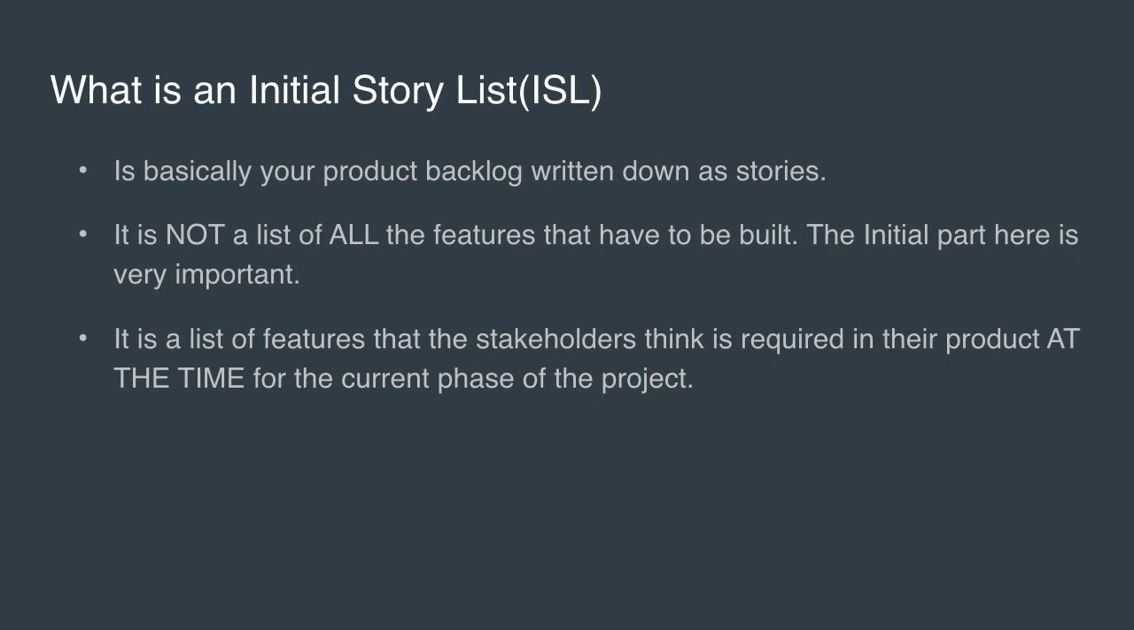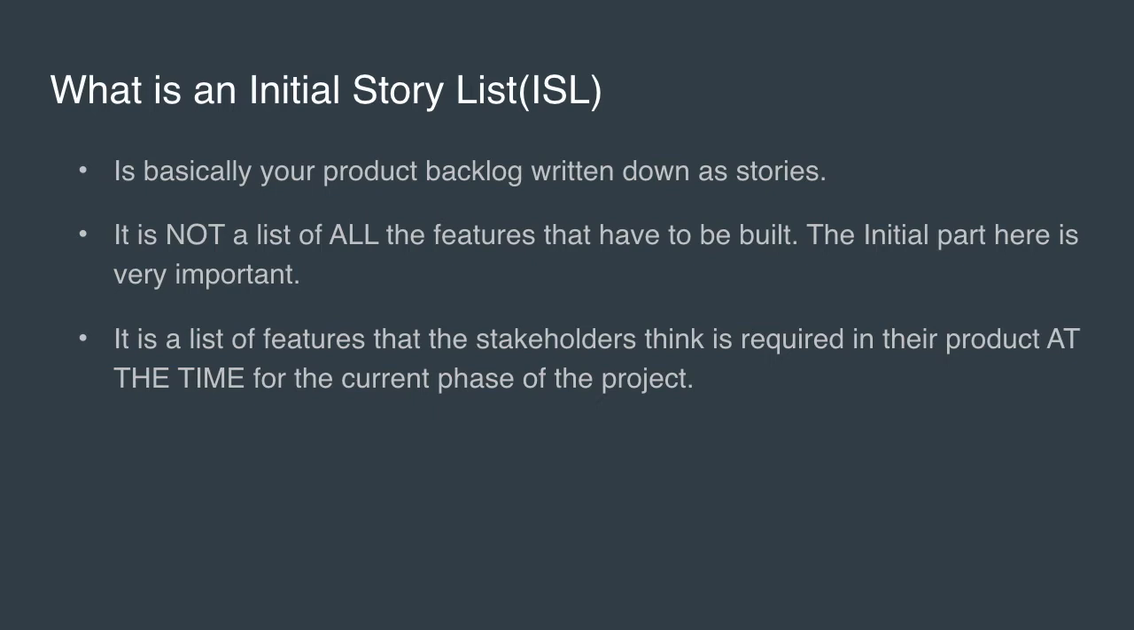So what is an initial story list? It's basically your product backlog written down as stories. An initial story list is an initial set of stories that you create after interacting with your customers and your stakeholders to get your project or a phase of a project started.